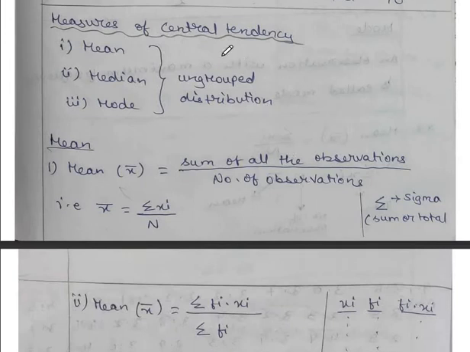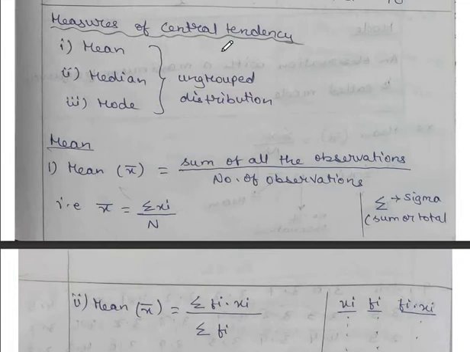This mean, median, mode, they are the measures of central tendency. Central tendency means finding the middlemost observation, just like average you can say. So mean, median, mode, all are coming under central tendency. These are the measures of central tendency. And in class 9, whatever you will learn, mean, median, mode, that is for ungrouped distribution.